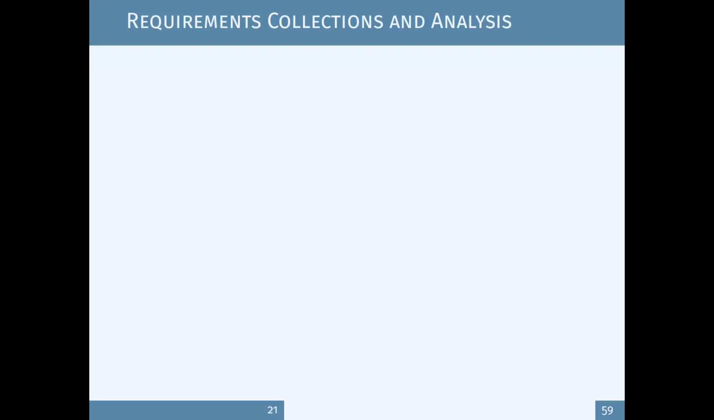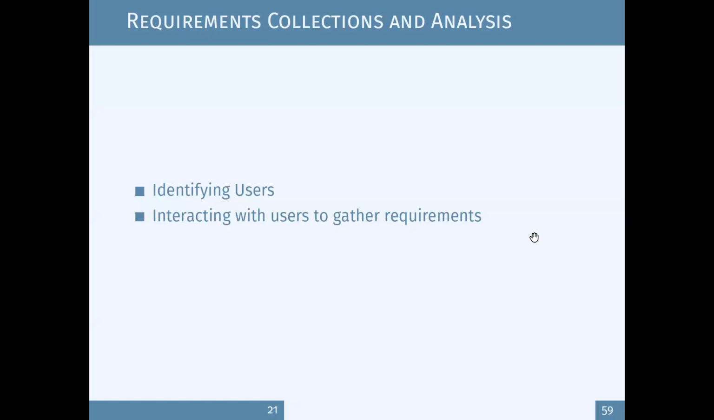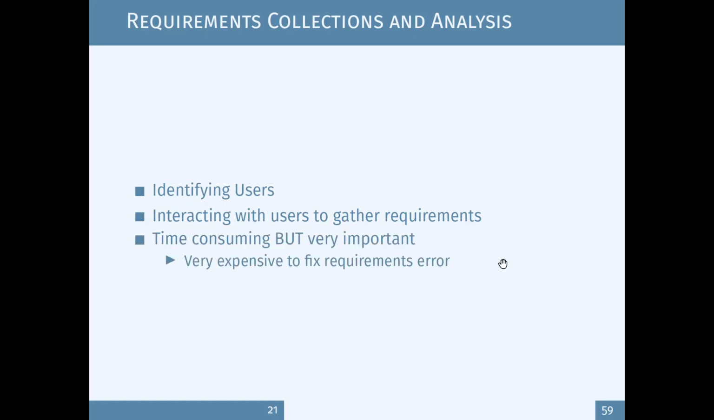Okay, now that we have discussed the requirements, let's look into details about each of these phases. The first phase, as I told you, is requirement collection and analysis. Under that, we identify users and interact with them to gather the requirements. This is usually time consuming, but very important. If you make a mistake in this step, it's very difficult to correct at a later stage, so you have to work carefully on requirement collection.